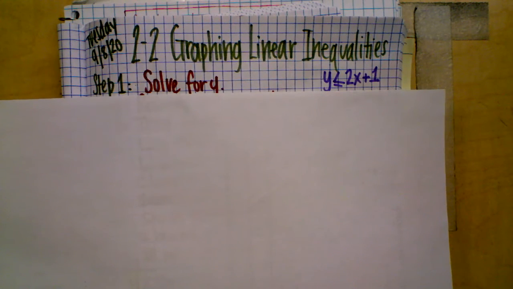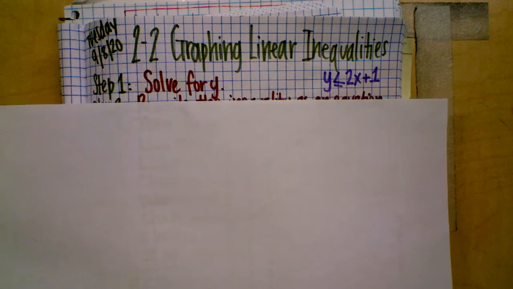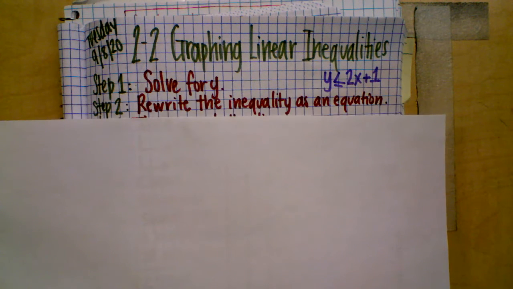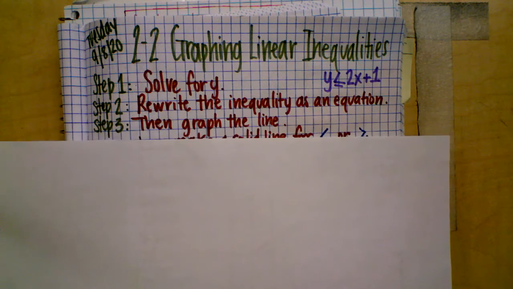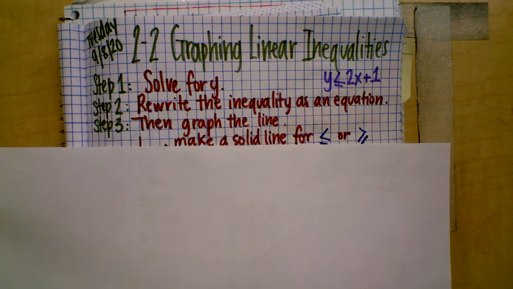The first step when you're given a linear inequality is to solve for y. Second, you want to rewrite the inequality as an equation. Then graph the line. That's step 3.